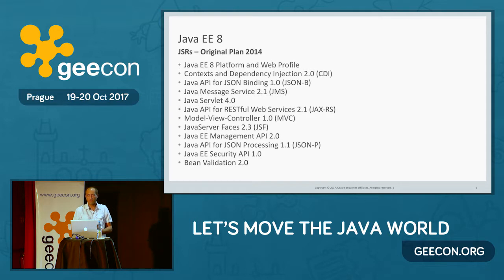What we originally planned to do is listed here. I would say that the most important parts here are JSON-B, JSON-P, CDI, and JAX-RS. I will talk about these later. When there was a change in the focus, or we realized that there is some time we have to really release EE8, we also had to revisit this plan because there wasn't enough time to deliver this on time.